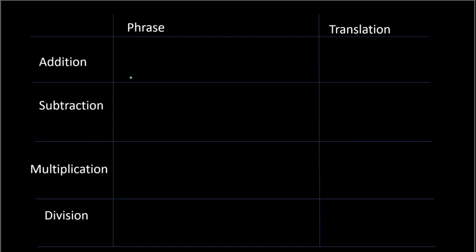So we're going to work through some different phrases that would be represented with the following operations. When you see the phrase sum, so the sum of 7 and y, for example, sum means addition. And so here we're adding 7 and y. So that would be your translation.